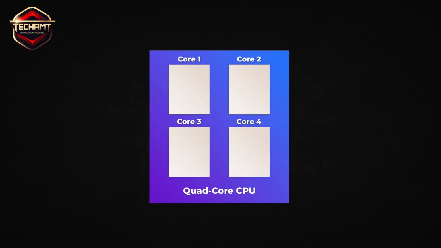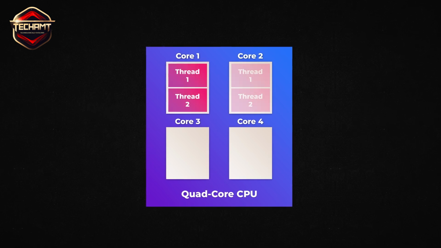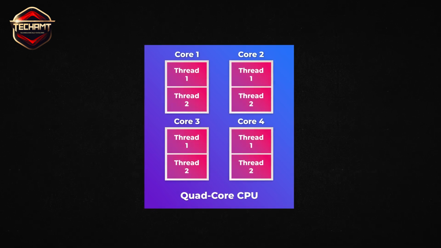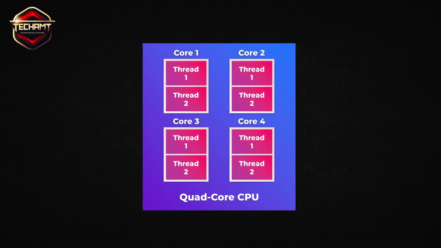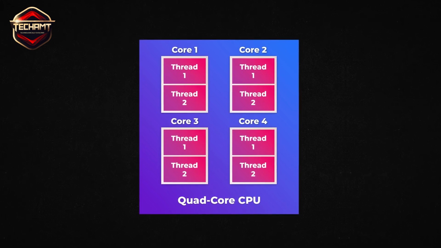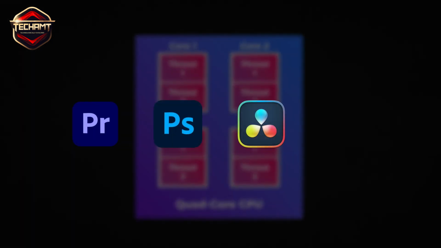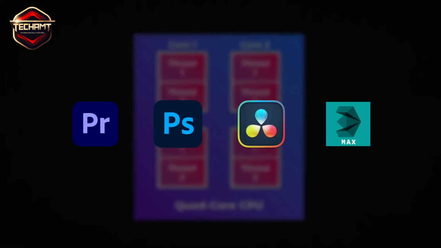Today's CPUs contain more than one core for better performance and power efficiency. A thread count indicates the tasks that a core can handle. In the simplest terms, they act like virtual cores. Almost all programs benefit from this, but the ones that benefit the most are creative programs like Adobe Premiere, Photoshop, DaVinci Resolve, and 3D modeling programs.